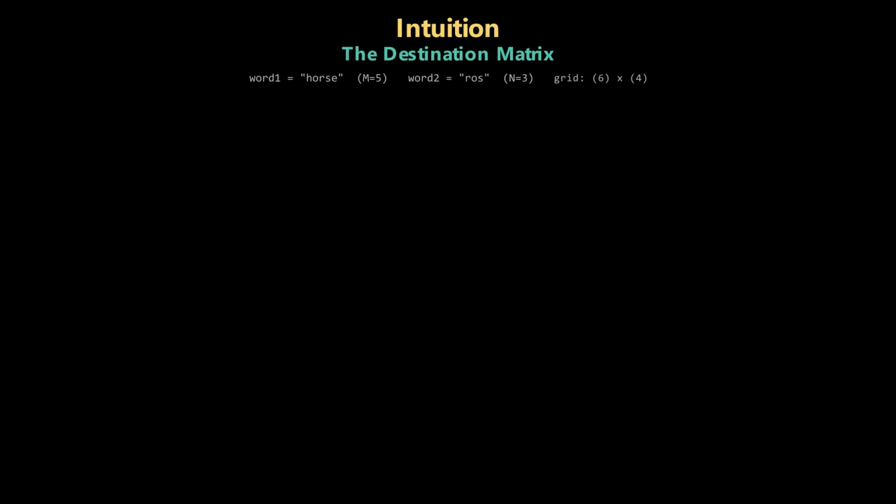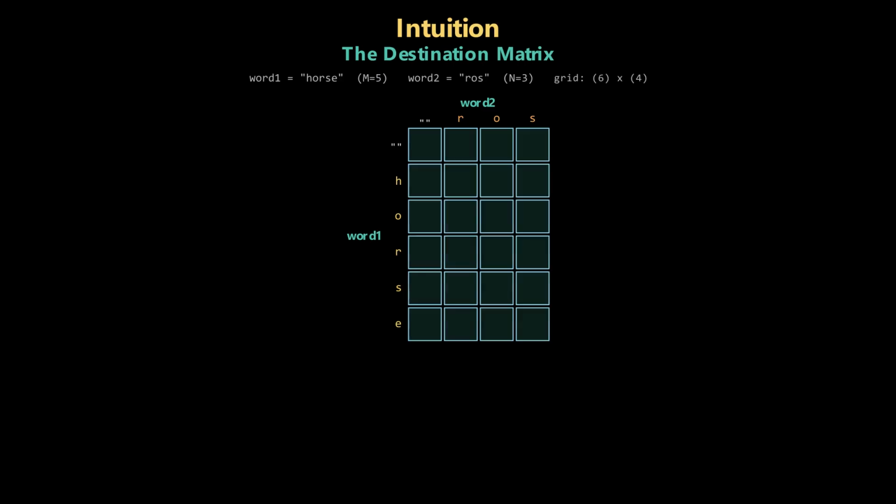Our massive tactical shift is to build a 2-dimensional grid ledger. The vertical axis represents the prefixes of our source word, and the horizontal axis represents the prefixes of our target word. Every single cell inside this matrix represents a distinct milestone, the absolute minimum number of edits required to convert a specific prefix chunk of word 1 into a specific prefix chunk of word 2. By solving the matrix from top left to bottom right, we turn a terrifying recursive guessing game into a predictable step-by-step puzzle.